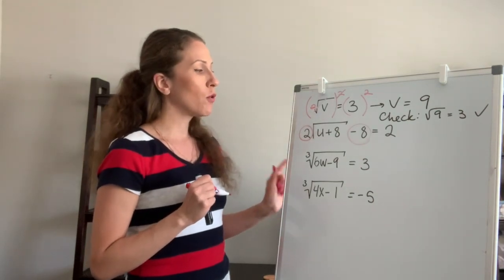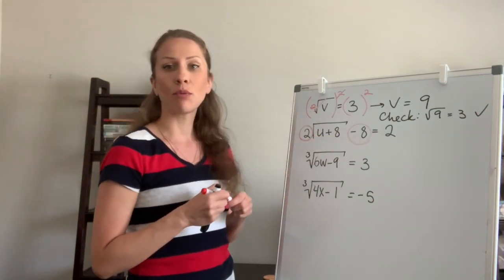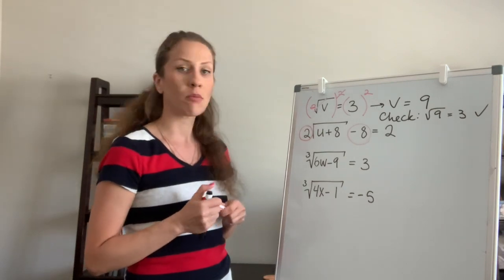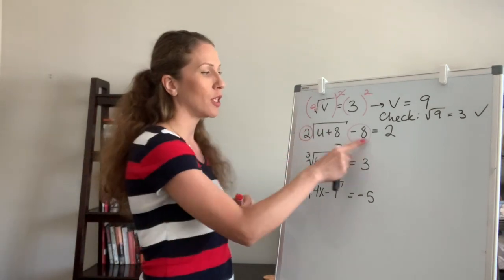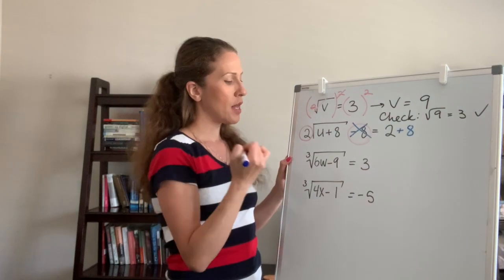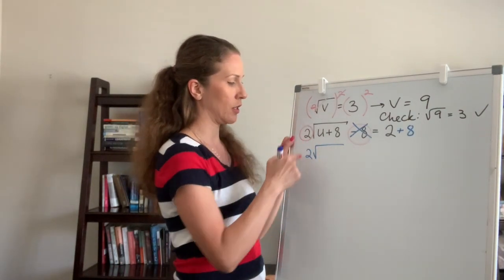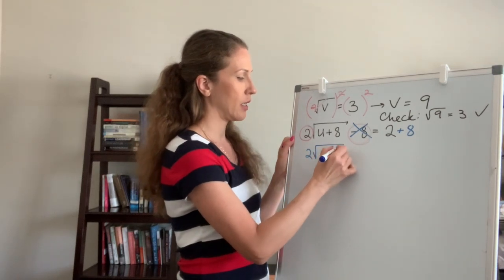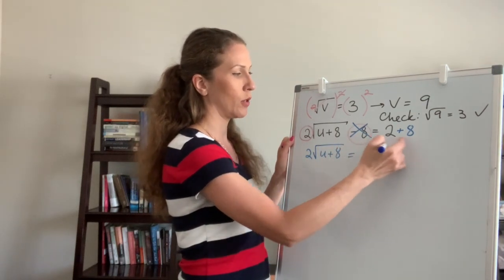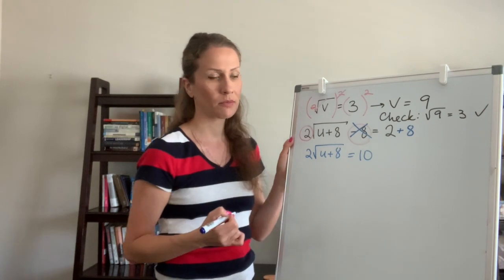So first I'm going to remove the negative 8, and to do that I will do the opposite of what I see, and I see subtraction, minus 8. So when I place it on the other side, I'm going to make it plus 8. And that gives me 2 times the square root of u plus 8, the 2 still here, we didn't touch that. Minus 8 is not here anymore, equals, and now it's a 10 on the right side.